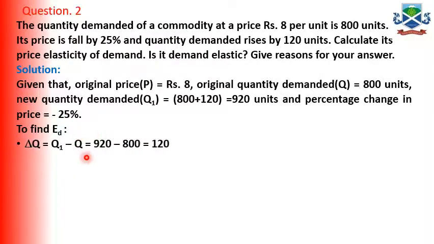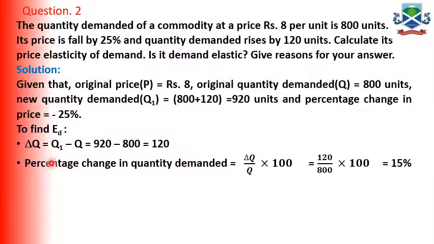For ED, we have the change in quantity demand equal to Q1 minus Q, which is 920 minus 800, equal to 120. The percentage change in quantity demand is the formula delta Q by Q, that means change in quantity demand divided by original demand, multiplied by 100. That is 120 divided by the original 800, multiplied by 100, and you will get 15%.